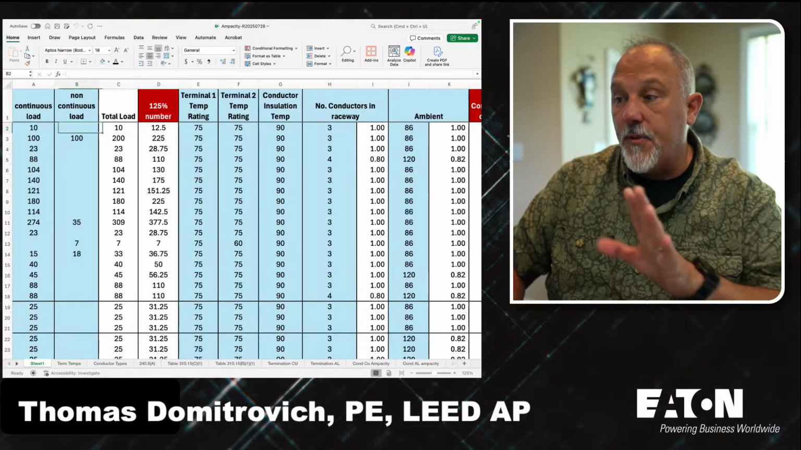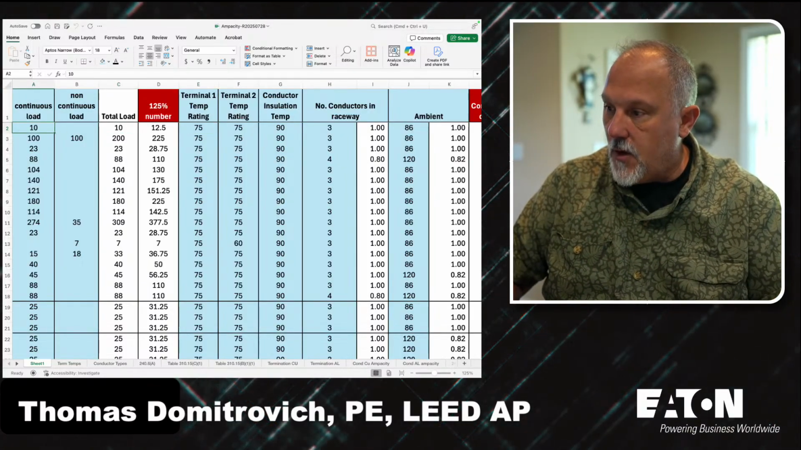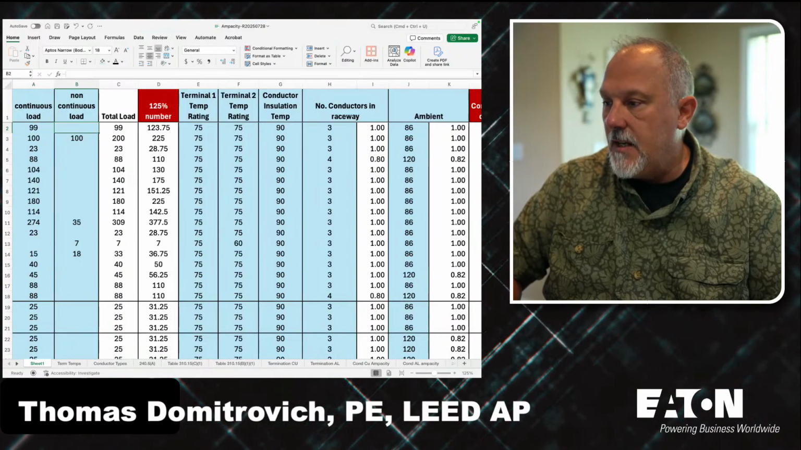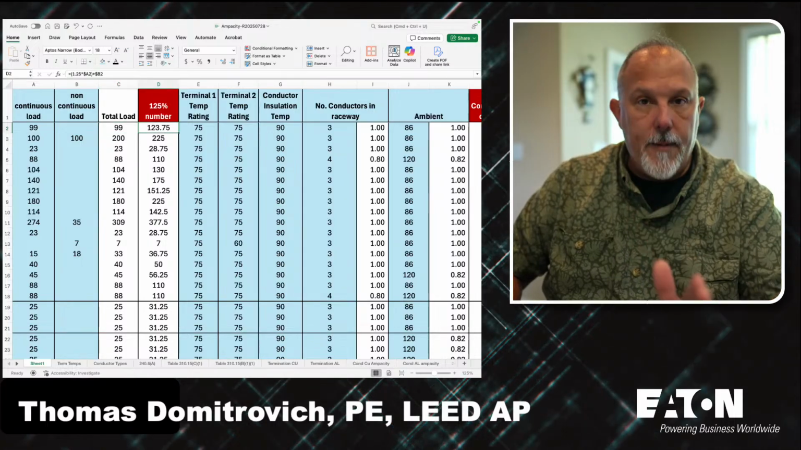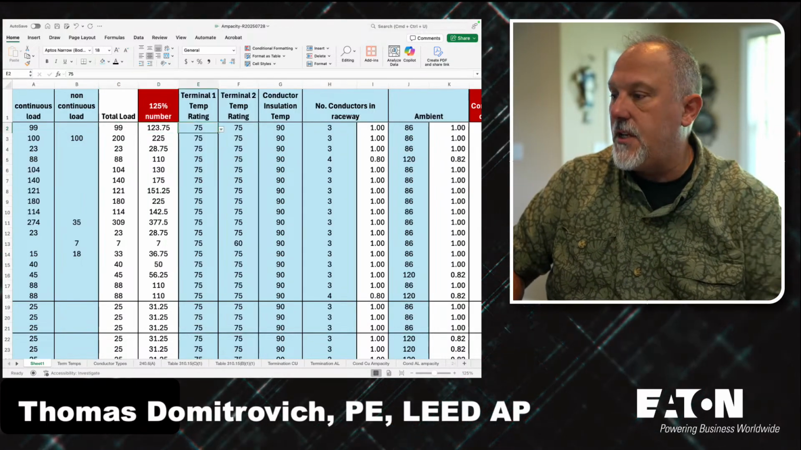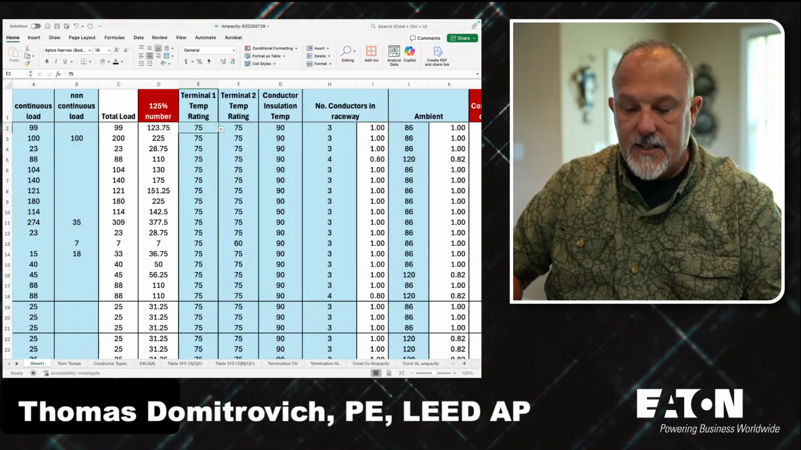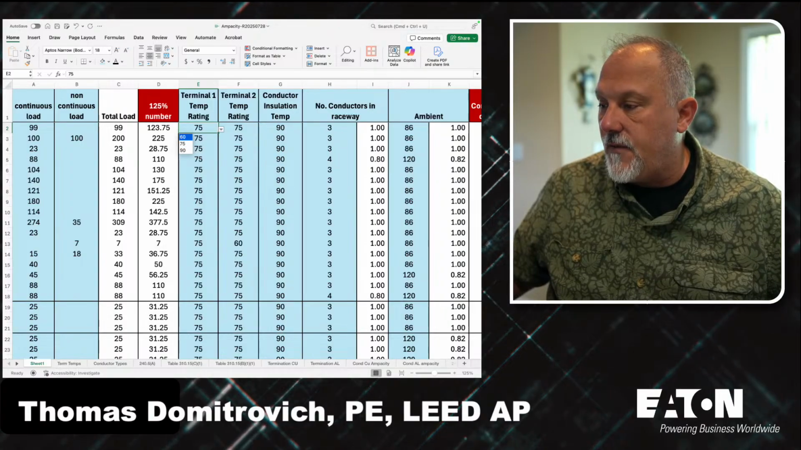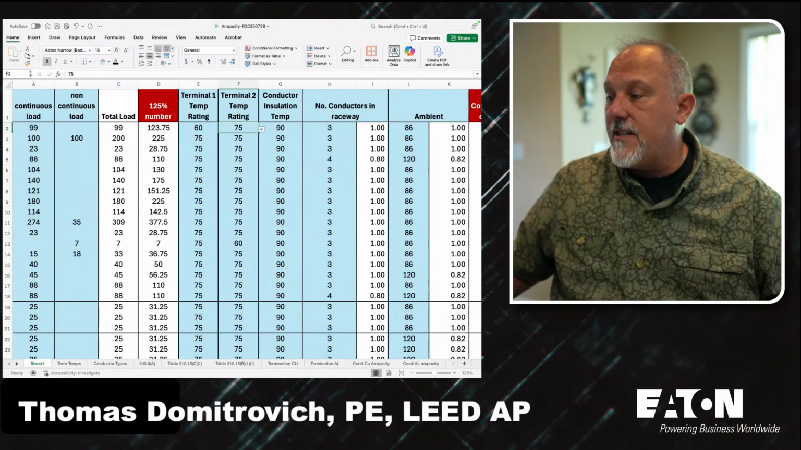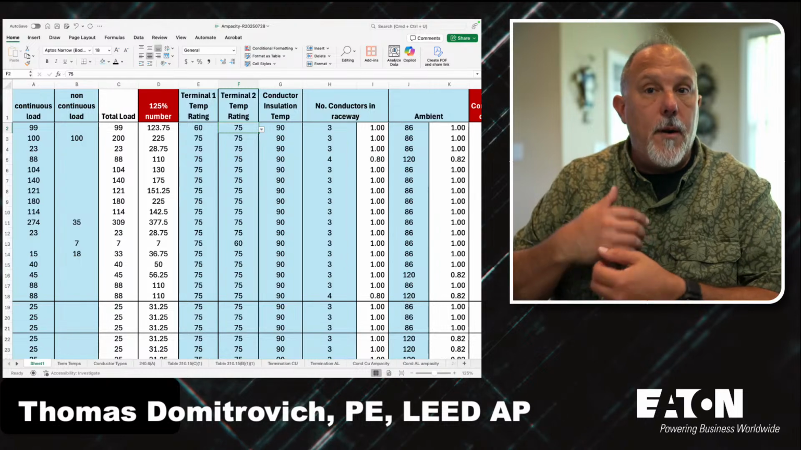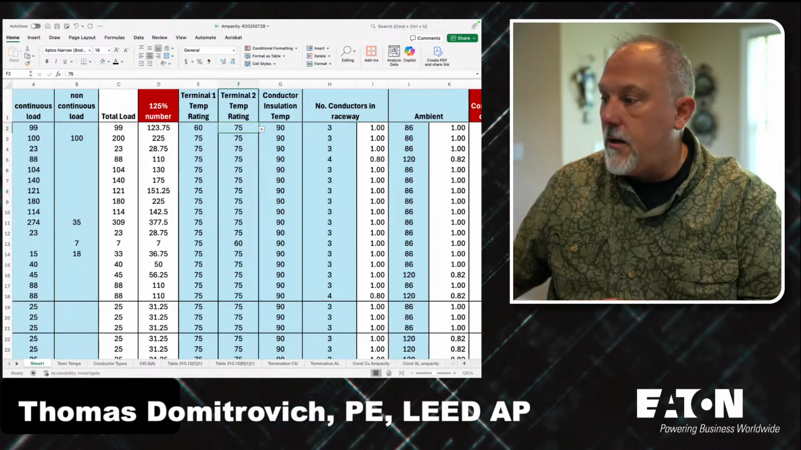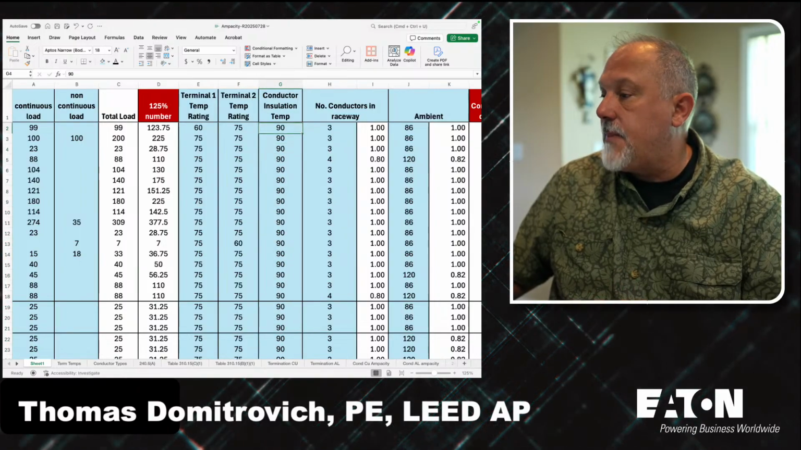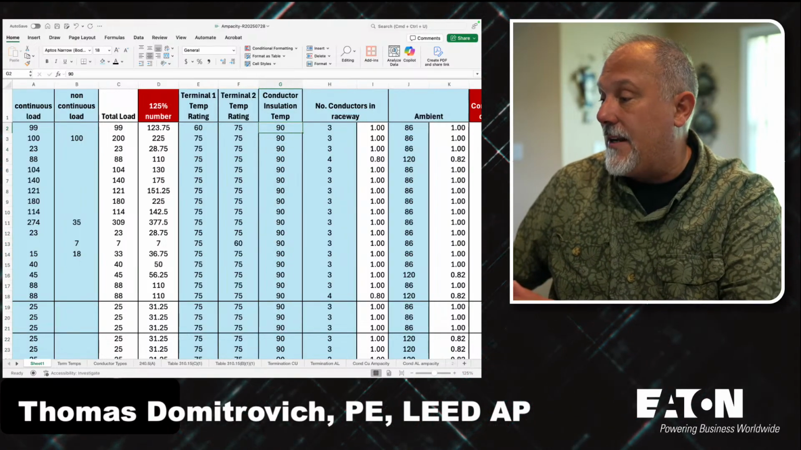If, for example, we'll play with the first one and we'll make it a continuous load of 99 amps. I know what my total load is. I know what my 1.25 times 99 is. If I say terminal 1 is 60, what are my options? I have 75, 60, and 90. So if I say it's a 60 degree and the other one is 75 degree, then I know I'm limited by the 60 degree column. My conductor insulation, I can pick different insulation sizes, but actually I hard coded that one in at 90.